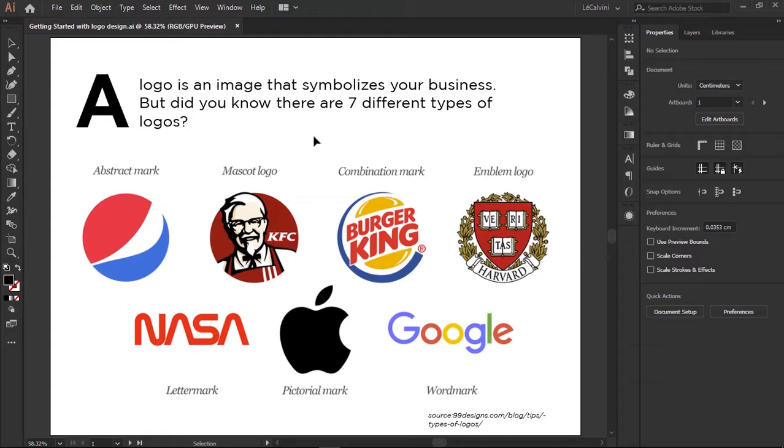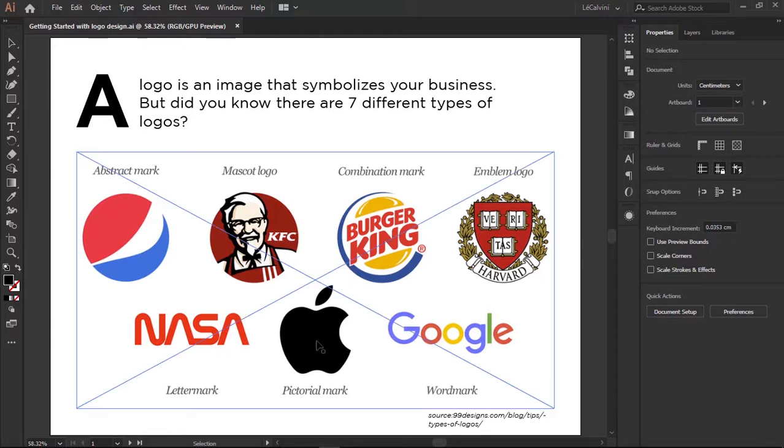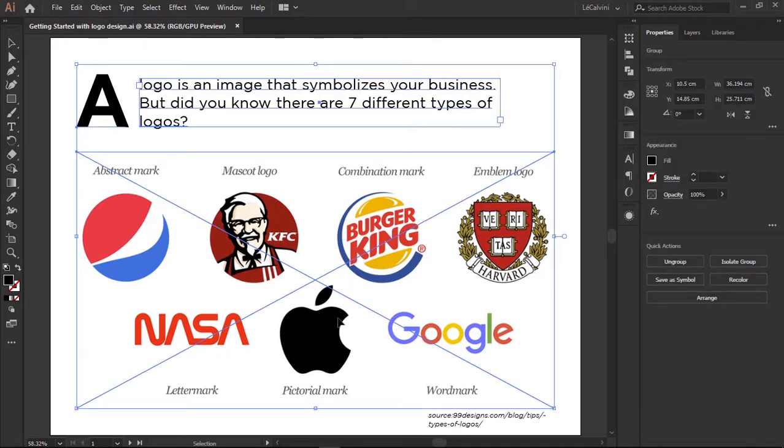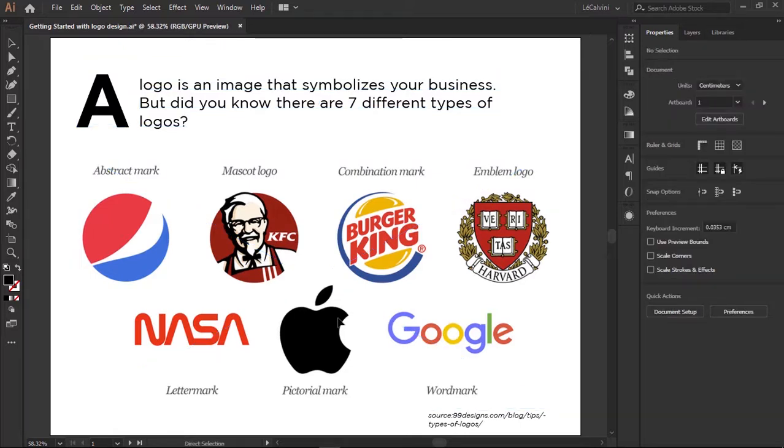But not all logos are like that. Not all logos would show what your business does. Because if you had to look at the Apple logo, you would think these guys sell apples, right? But they don't sell apples. But if you had to look at the Burger King logo, you would know these guys sell burgers. So I hope you get what I'm saying.